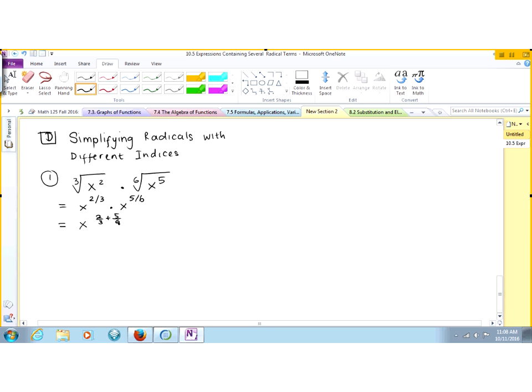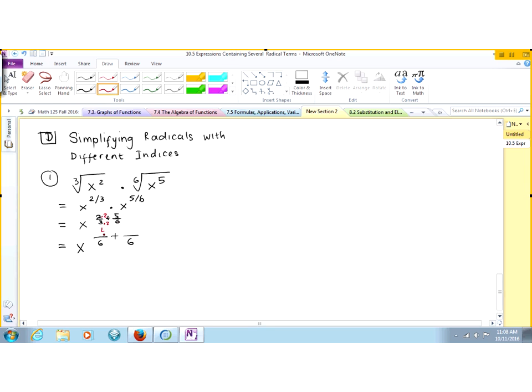You add? Yes. 2/3 plus 5 over 6. Now, this is pre-algebra. When I'm adding 2/3 plus 5 over 6, that is pre-algebra. How do you add 2/3 plus 5 over 6? LCD? Okay. Which is 6. And then what do you do?